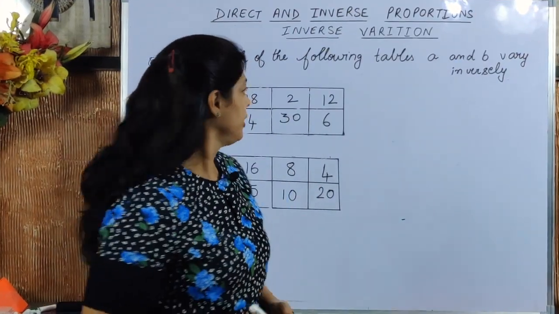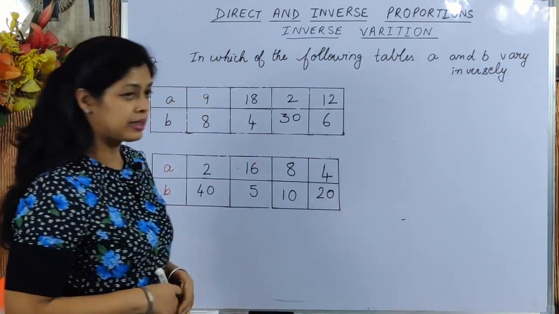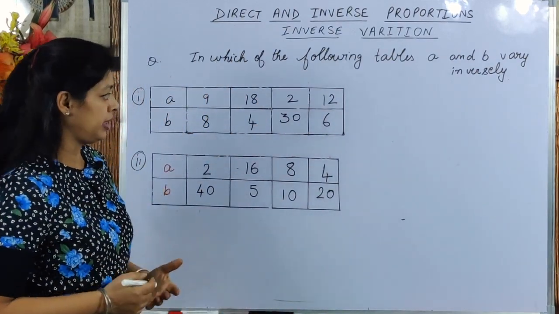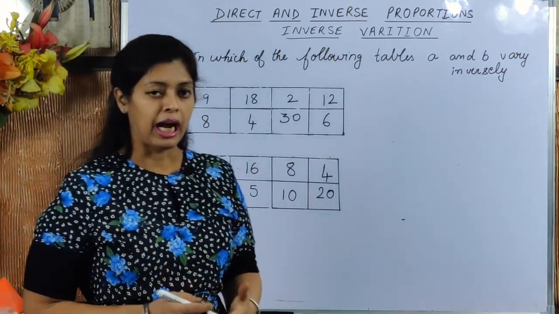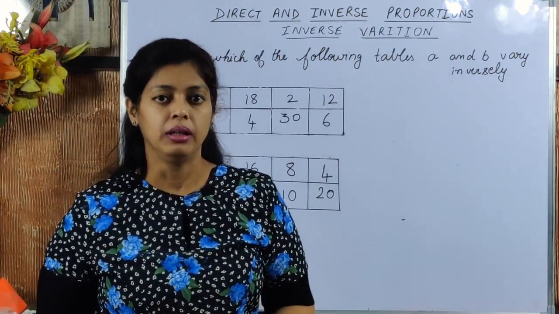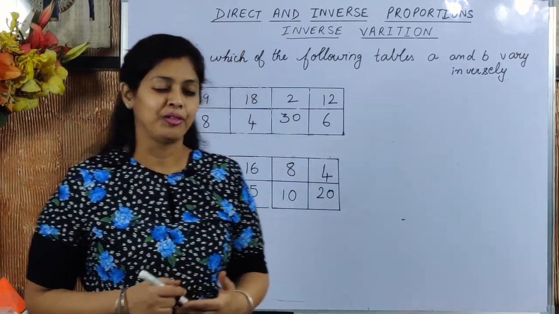Now here is a question. In which of the following tables do A and B vary inversely? I have been given certain values of A and B in two tables. I have to check in which of the tables the values of A and B vary inversely.